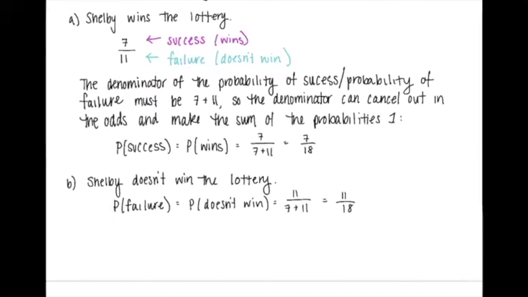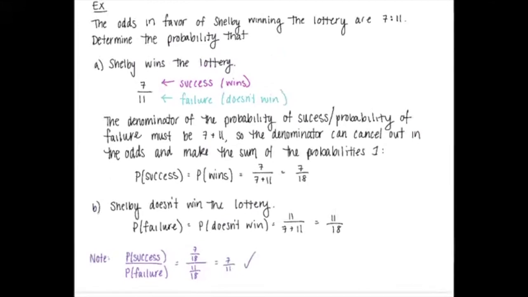Okay. So this way now you can take a look back and verify that things worked out correct. So if I look at the probability of success divided by the probability of failure, it's 7 over 18 divided by 11 over 18, which is 7 over 11, which is exactly what we started with. That was our odds in favor of winning the lottery.